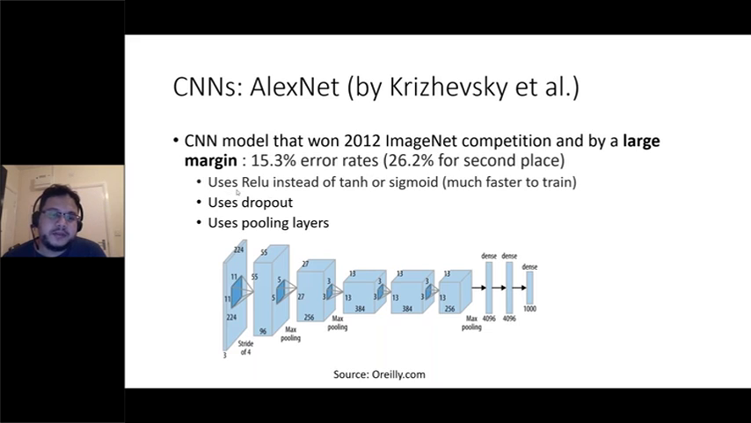They used the Relu instead of hyperbolic tangent or the sigmoid. I told you why the Relu was better. Why is the Relu faster than the sigmoid? Tell me. Why is it faster than the sigmoid? Because it's not binary. But what makes it faster? Why will we converge in a fast way?